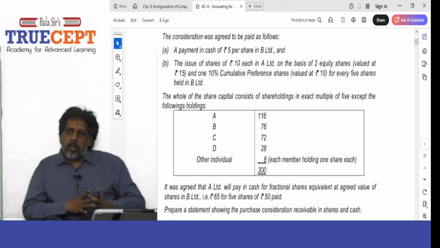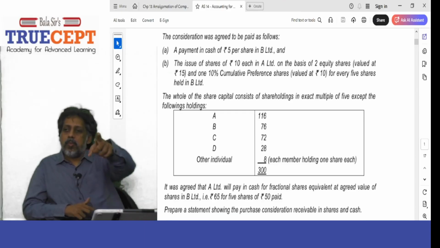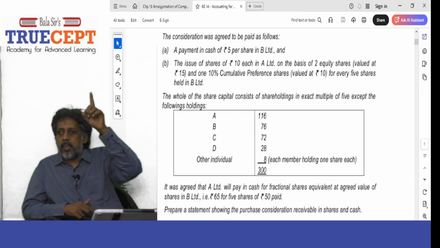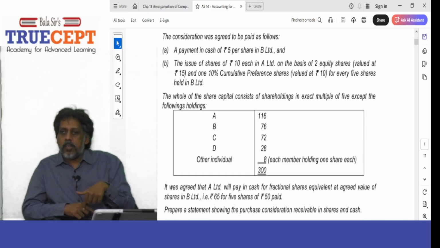It was agreed now that A Limited will pay in cash to these people, that means the holders of the 15 shares, for fraction shares equivalent at the agreed value of shares in B Limited. That is rupees 65 for 5 shares of rupees 10 paid. What is the meaning? Your shares are worth how much? 65 rupees. For how many shares? For 5 shares. 5 shares are worth 65.